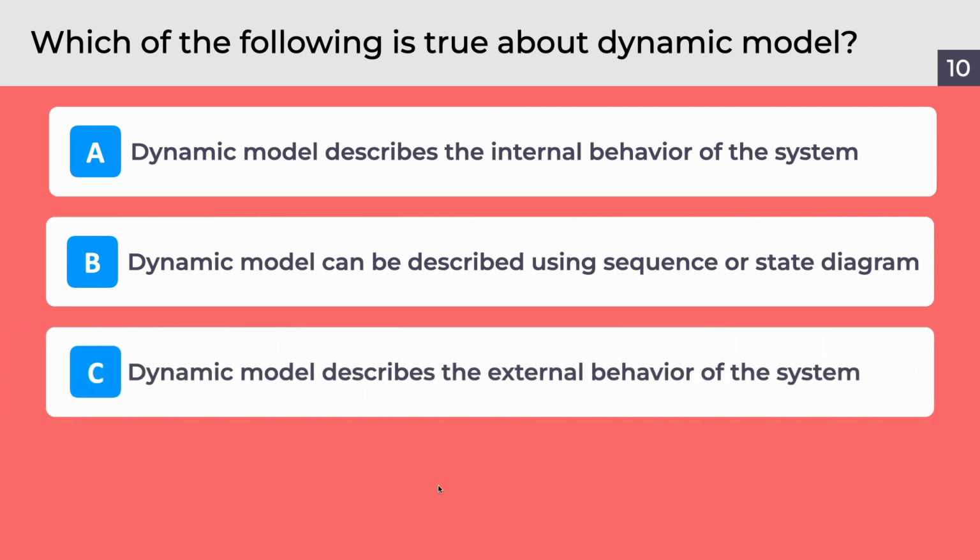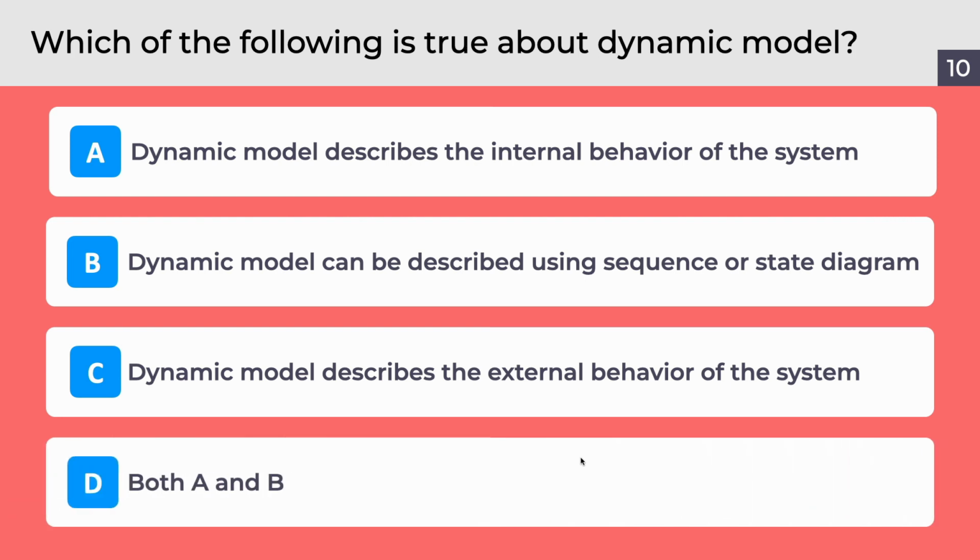Option C. Dynamic model describes the external behavior of the system. So this definitely seems contradictory to the very first one, which talks about internal behavior, and this one talks about external behavior, and we already said the internal behavior is what the dynamic model describes, so this cannot be true. Cool. Okay, so option D, both A and B. So based on what we discussed, yeah, option A and option B are correct. So I'll go with option D.